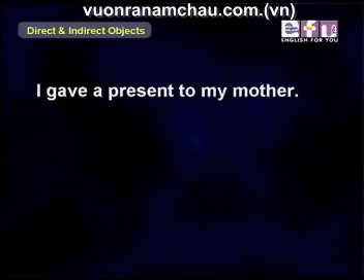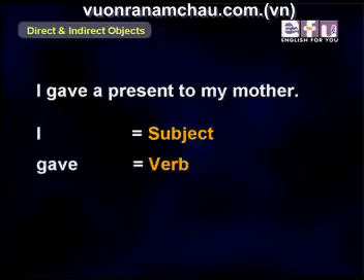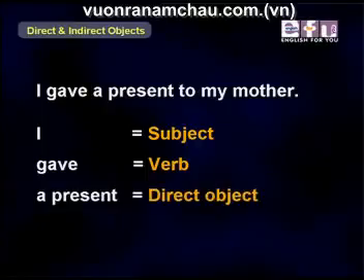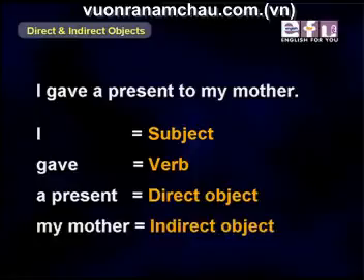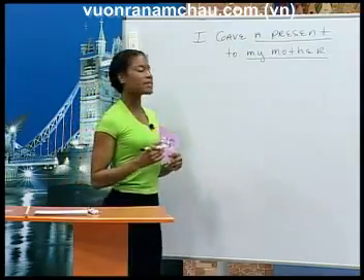Okay? So the subject is easy. I. The verb is gave, but we have two objects. Gave what? A present. So this has to be the direct object. But who did we give the present to? My mother. Now we have an indirect object. All right, let's try another example.